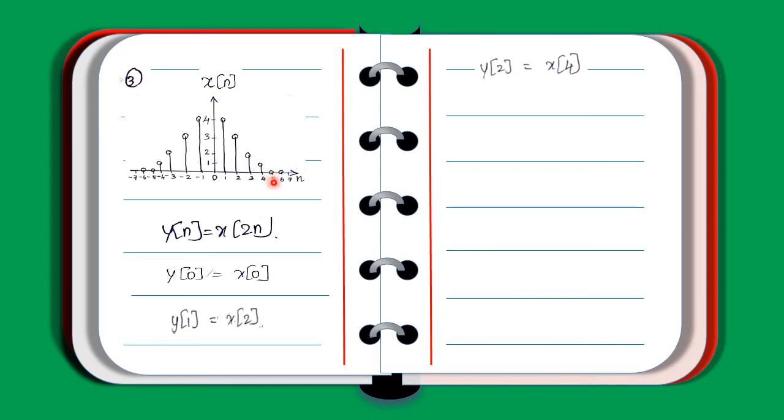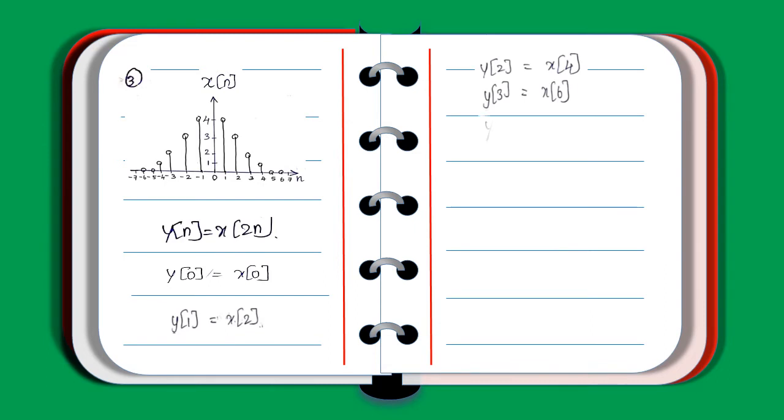If we substitute further values of n, say y of 3, on the right hand side it is x of 2 into 3, that is x of 6. From the graph, x of 6 is equal to 0. For any further positive values of n, the amplitude will be always 0. That means y of 4, y of 5, etc. will be 0. So we need not calculate further. Let us try to find out the negative index terms for the signal y.